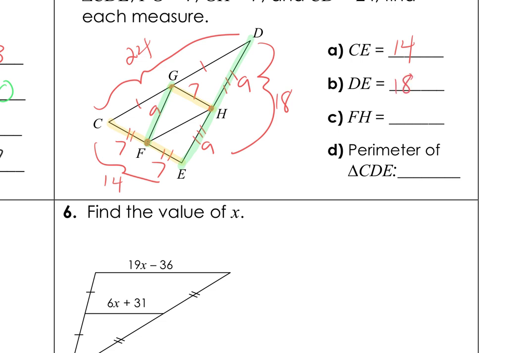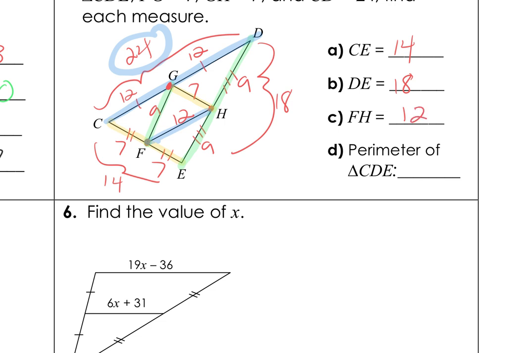FH is associated with C to D. You see C to D is 24. If I cut 24 in half, I get 12 and 12. I can do that because, again, G is the midpoint. So half of 24 gives me the 12. That means FH is 12.